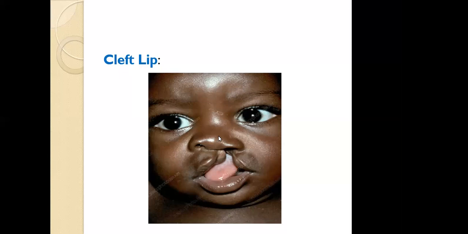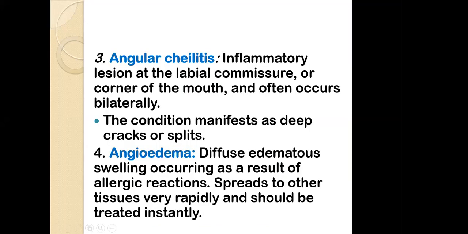So some of the things you will find in the lips are angular cheilitis, which is an inflammatory lesion at the labial commissure. I would say this is the corner of the mouth, and it often occurs bilaterally. You will see deep cracks or splits. Sometimes when people have severe fever, they do develop these kinds of things. Then angioedema.